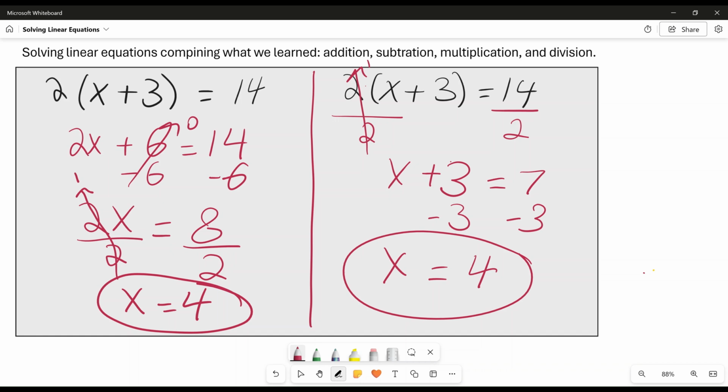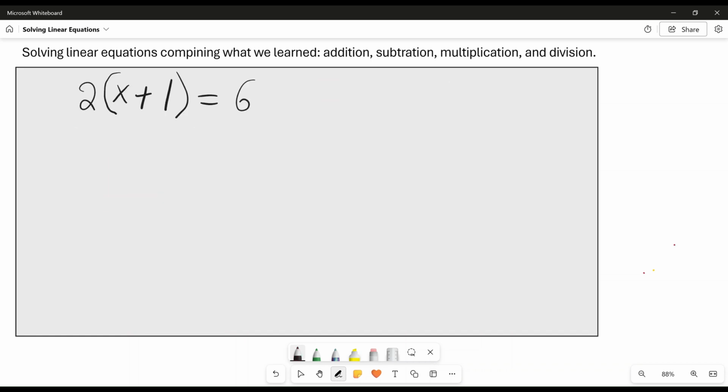I'm going to give you a problem that I would like you to pause the video, work on it, and come back and see if you got it right. So here's a problem that I would like you to work on. So go ahead, pause your video, try to work on it, and then come back and see if you got it right.